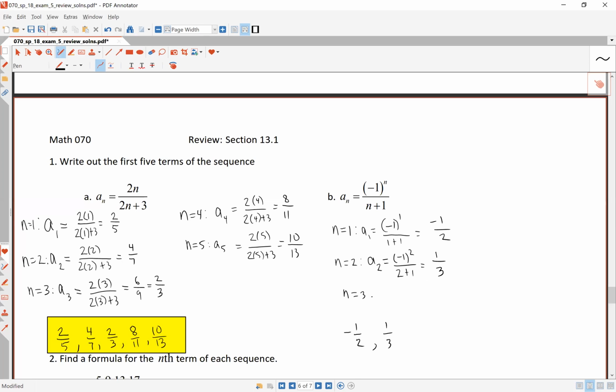The third term in the sequence is found by setting n equal to 3, giving us A sub 3 is -1 cubed divided by 3 plus 1. -1 cubed is -1. 3 plus 1 is 4. The fourth term is found by setting n equal to 4, giving us A sub 4 is -1 to the fourth over 4 plus 1. That's +1 over 5.